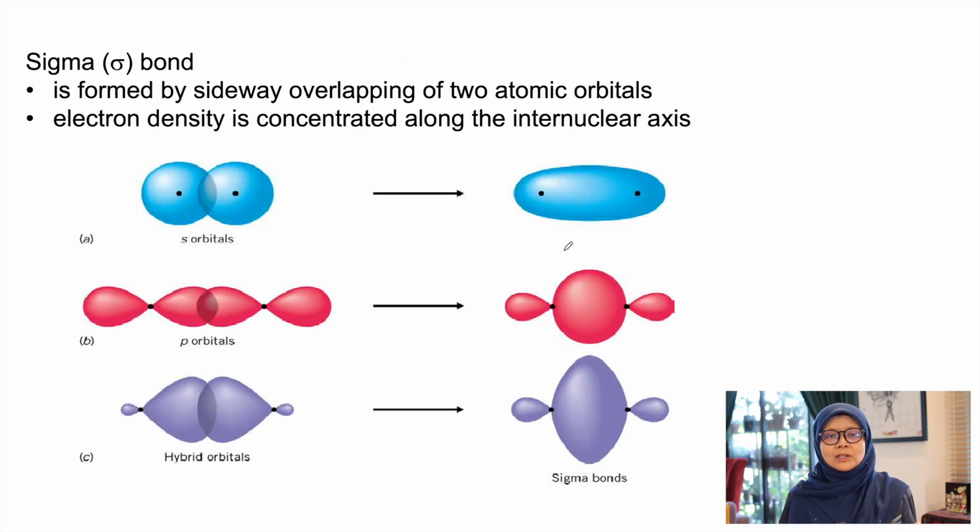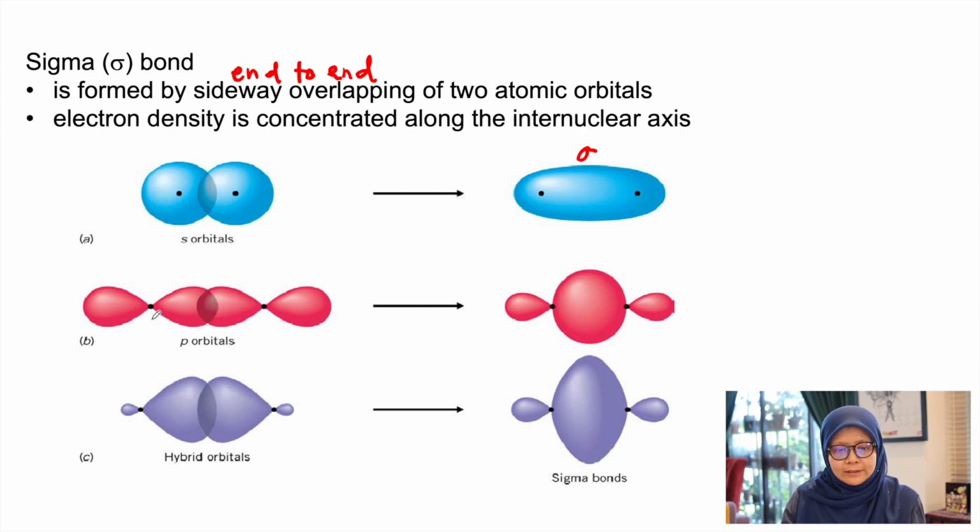Alright, so how can this sigma bond be formed? Right, it is actually formed by sideways overlapping of two atomic orbitals, or sometimes we call it end-to-end overlapping. When the end-to-end overlapping happens, the electron density is concentrated along the internuclear axis. So here, for example, this is the s orbital, the end-to-end overlap of the s orbital that forms a sigma bond here, right?